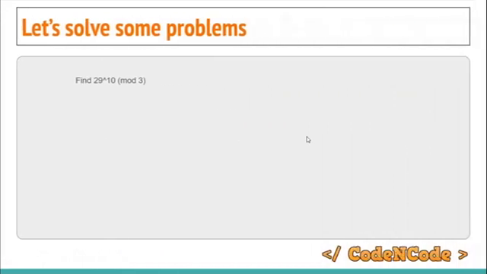Now that we have proven that fact, let's solve this problem. You have to find 29 raised to power 10 modulo 3. Try to solve it yourself, and we'll be continuing in 3, 2, 1.